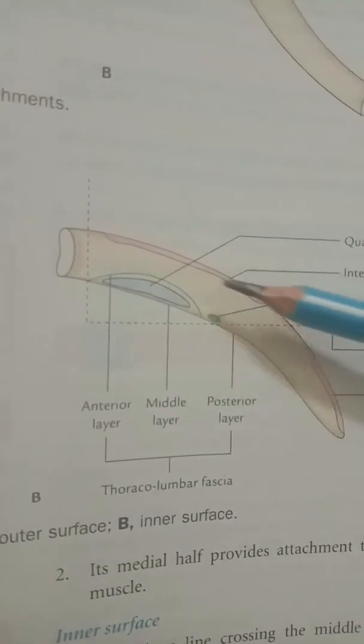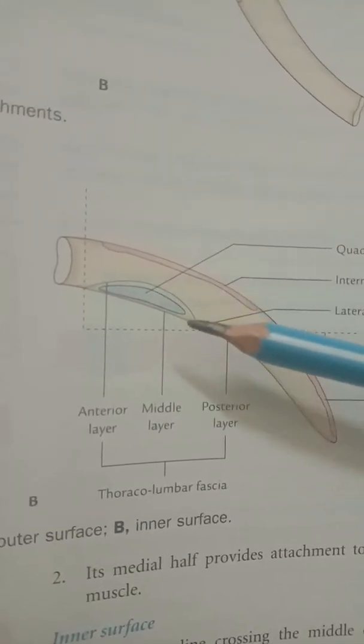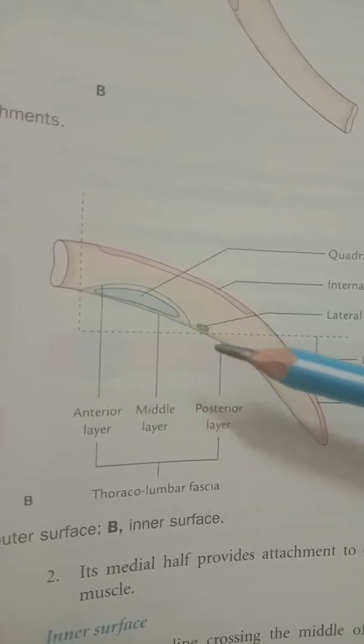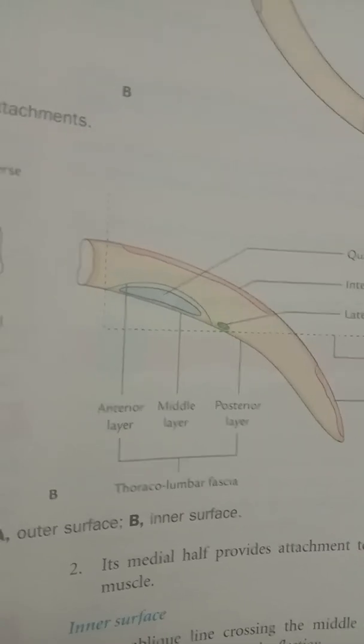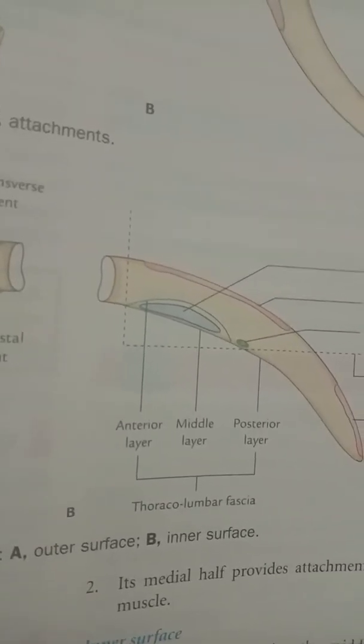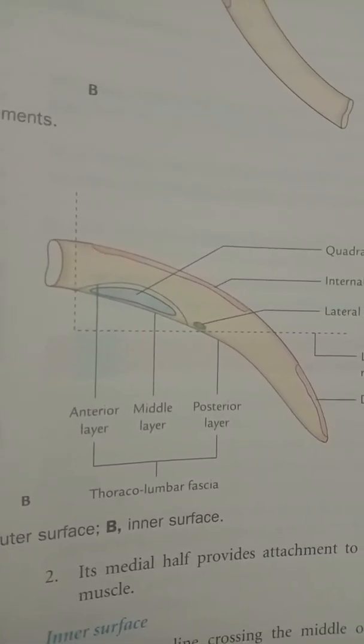So that is the angle, which is very poorly marked in the 11th rib and totally absent in the 12th rib. After that, let's see the attachments related to the 11th and the 12th rib.